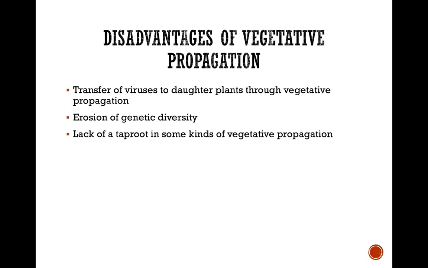Now, there are some downsides. It's possible to carry along disease, especially viruses, from the mother plant to the daughter plants, so you're cloning it and bringing the disease along with it. It decreases genetic diversity, right, because you're not going through sexual recombination. And some plants won't develop a taproot when they normally would, and that can be an issue with their ability to adapt and live well in the landscape.